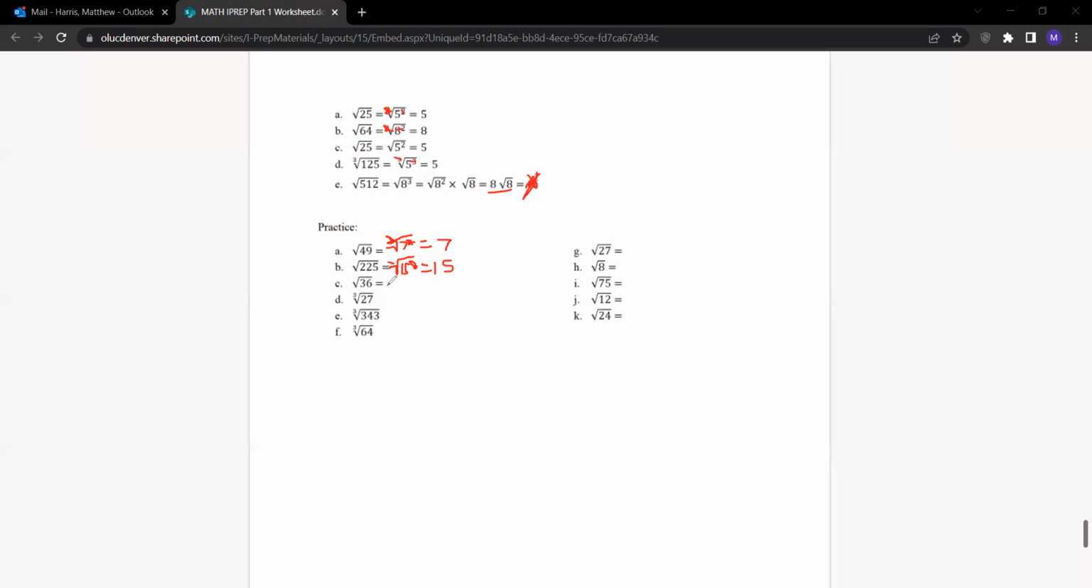Square root of 36. 6 squared. 6 times 6 equals 36. We're left with a 6 out here. All right, so now we have some cube roots. So it's cube root of 27. 27 is 3 cubed. So those cancel out. We're left with 3.